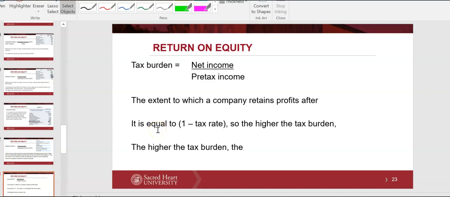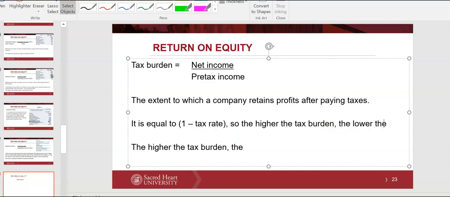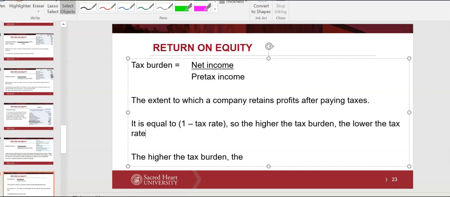The tax burden is net income divided by pre-tax income, and it's the extent to which a company retains profits. So retaining the profits is their net income after paying taxes. And it's equal to 1 minus the tax rate. So the higher the tax burden, the lower the tax rate. And the higher the tax burden, the higher the ROE, based on how we're measuring this ratio.